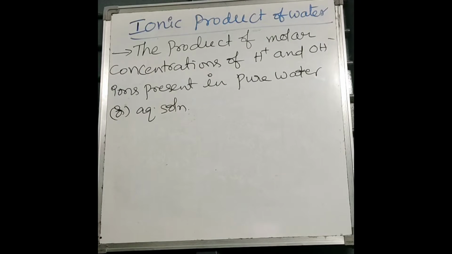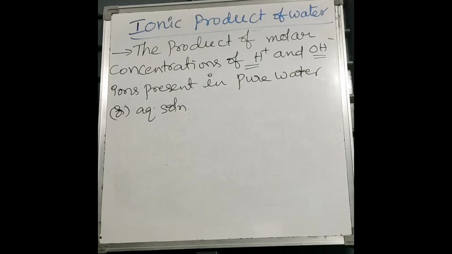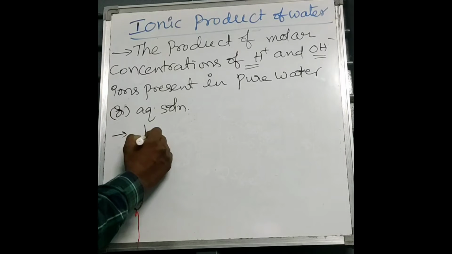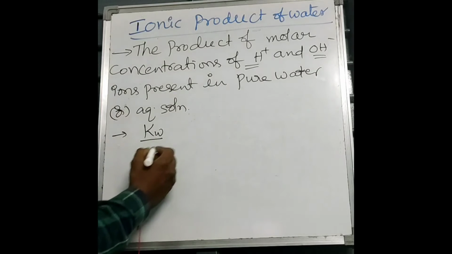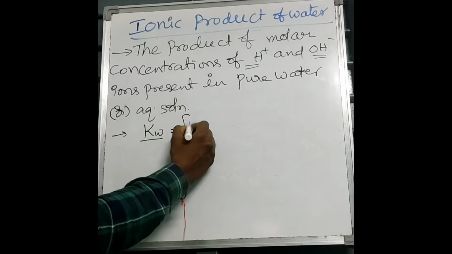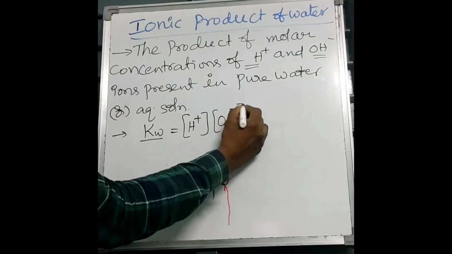Ionic product of water is the product of molar concentrations of H plus and OH minus ions present in pure water or aqueous solution. It is denoted by Kw. So Kw is equal to the product of molar concentrations of H plus and OH minus ions.